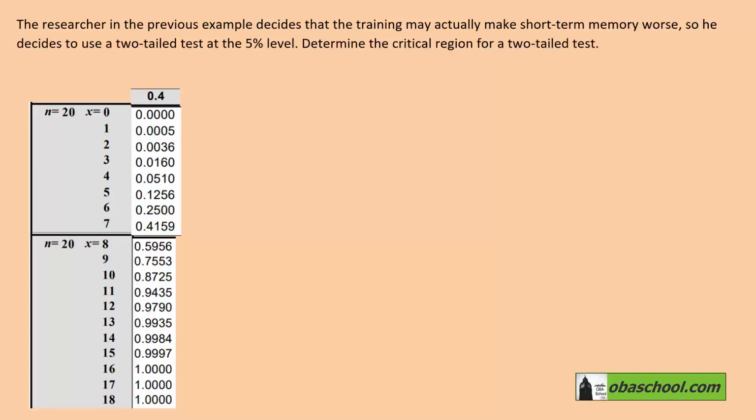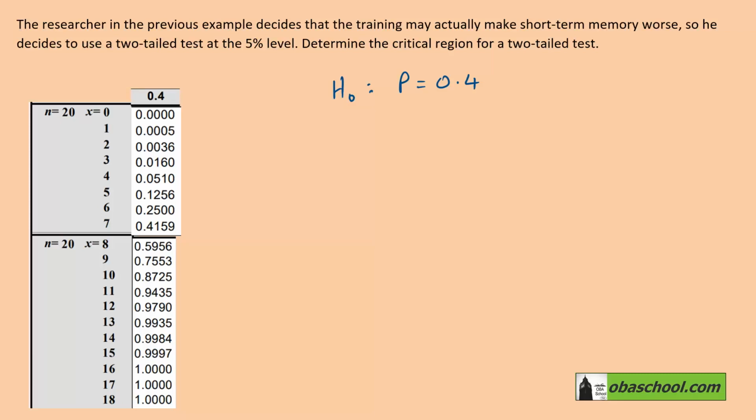The researcher in the previous example decides that the training may actually make short-term memory worse, so he decides to use a two-tailed test at the 5% level. Determine the critical region for a two-tailed test. Now, if we recall, the null hypothesis was that p was 0.4, that a student remembers 40%.